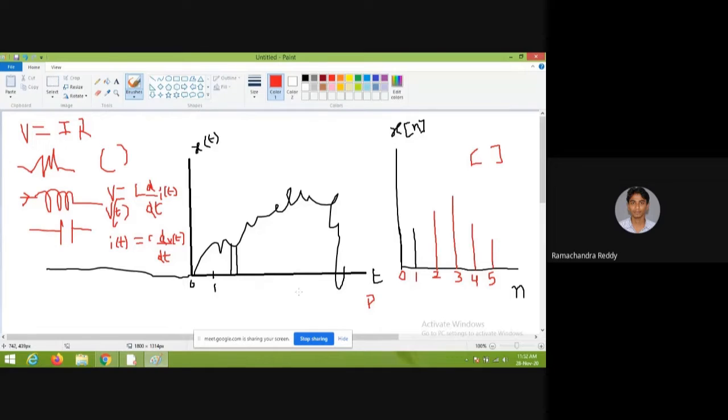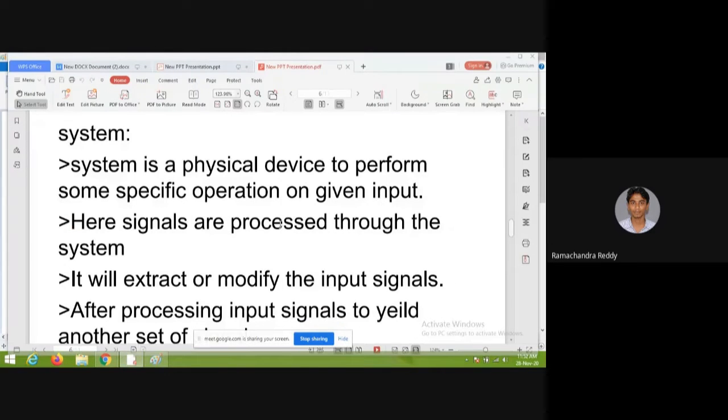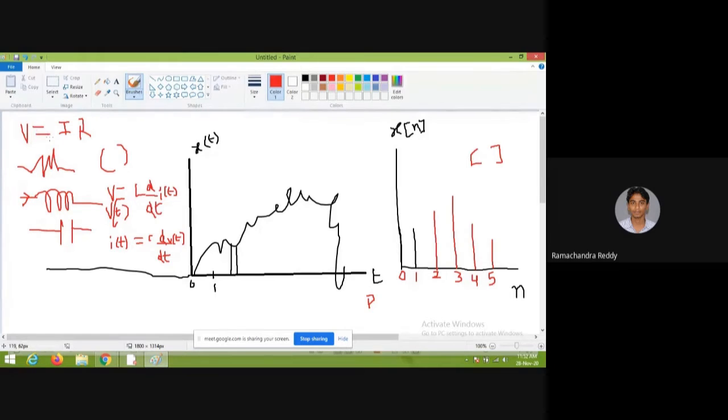In addition to those things, try to know this. A system is nothing but a physical device to perform some specific operation on the given input, some modification. For example, if we take the relation between voltage and current in the passive element resistor, it is directly proportional, V equals I into R. In the other elements, there is a time derivative: a specific operation on the applied input. Here it is differentiation with respect to time, to attain the current I of t equal to the time derivative of the corresponding voltage V of t. So without applying an input, it is impossible to expect the respective output.